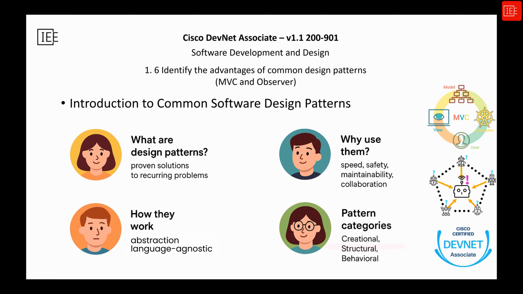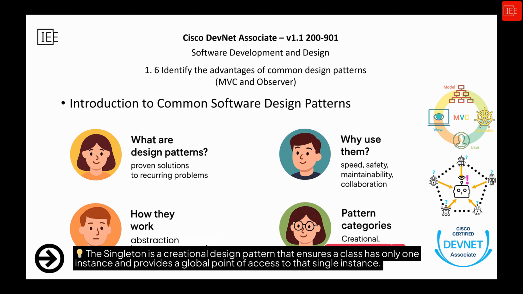So, the creational patterns focus on how objects are created, making the system more flexible and independent of how its components are instantiated. Examples include singleton and factory patterns. You would use a singleton pattern when you need a single source of truth or a centralized control point, for example. And a perfect example is a connection pool manager.